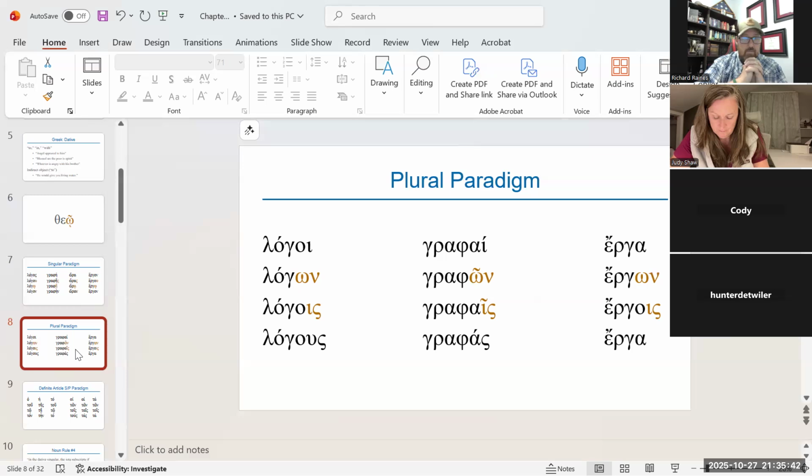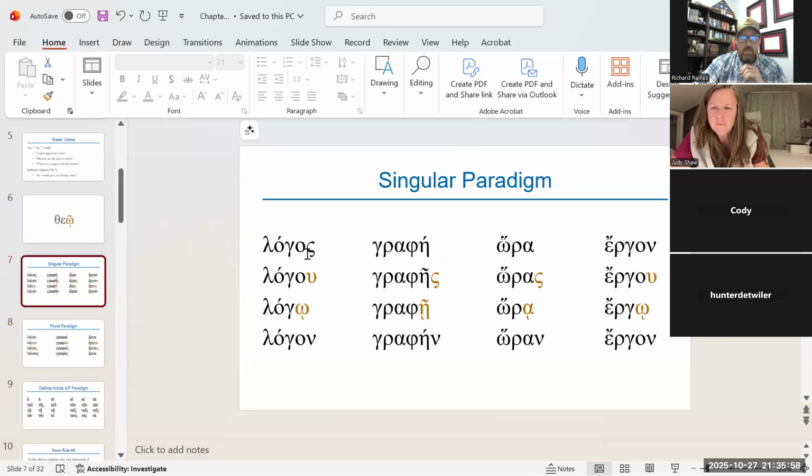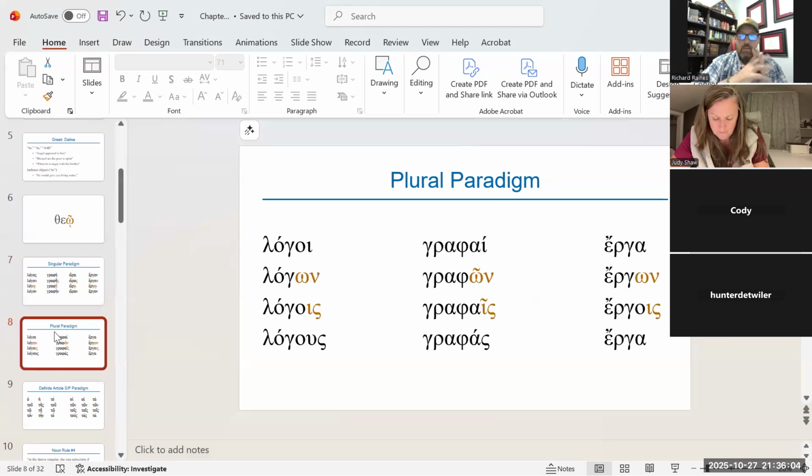Look at the top of the slide. Number is always either plural or singular. Oh, sorry, it's plural. Yep. So you go to the slide before it, see logos. That's nominative singular. Logoi is masculine, nominative, plural.